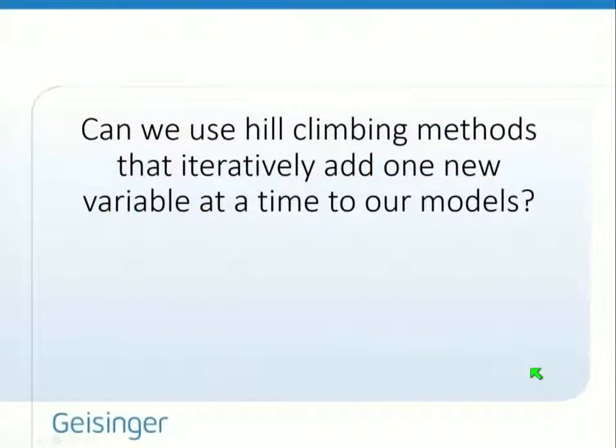The types of algorithms that we can use. So there are 2 kinds of classes of methods. One is hill climbing and one is stochastic. Hill climbing methods, you start with a model, and statisticians like this approach because you start with a model that you know, and so a hypothesis. We think that these variables are important.